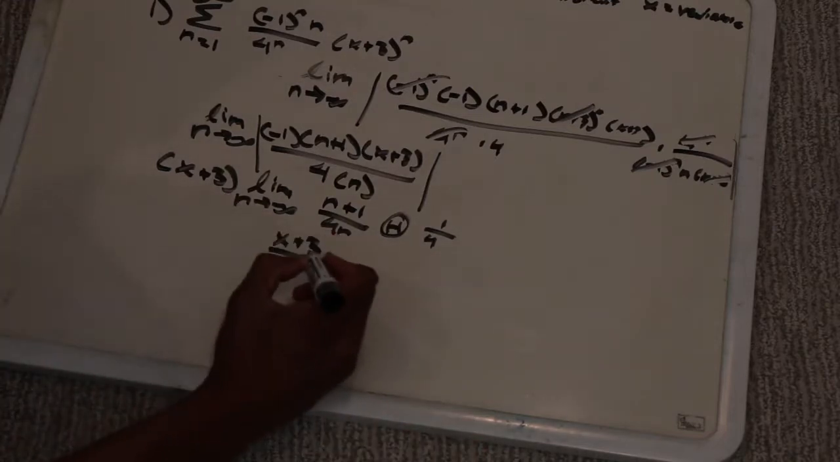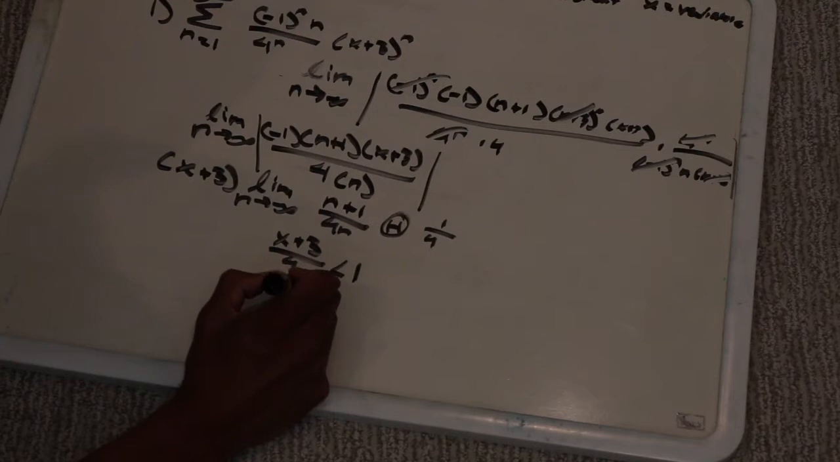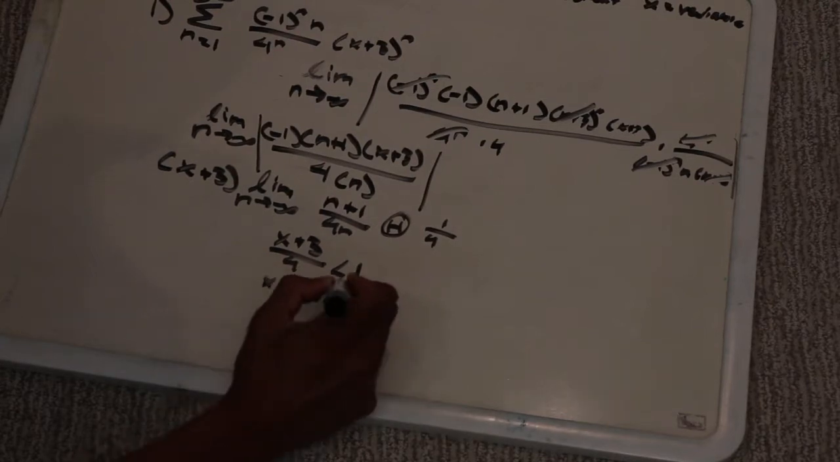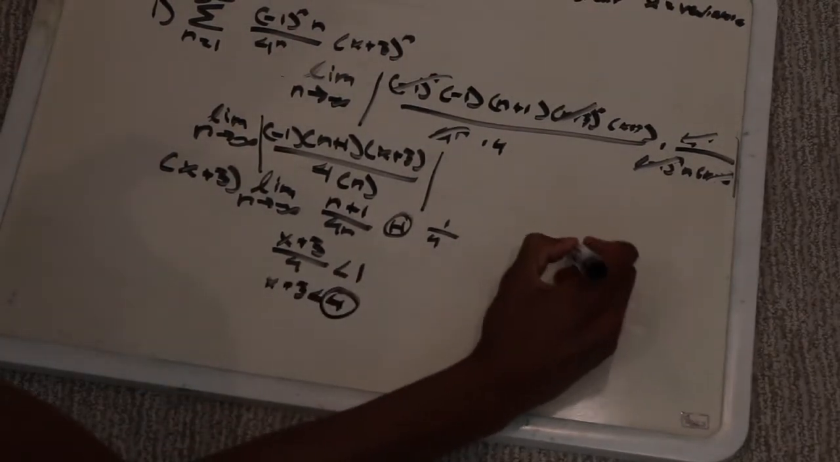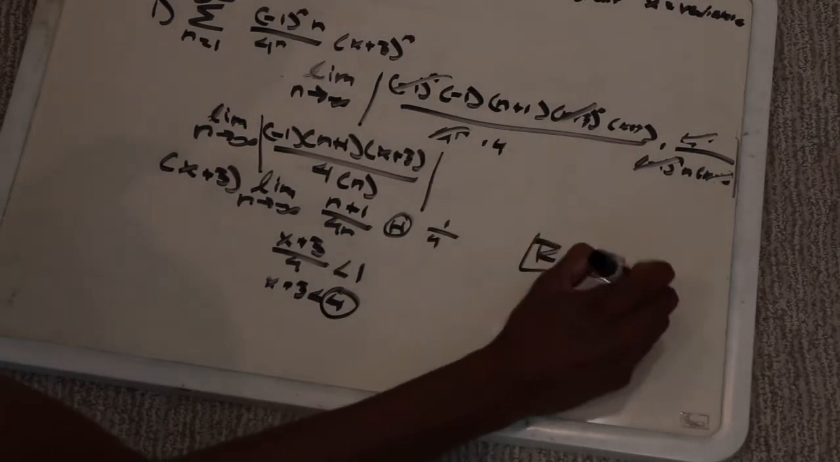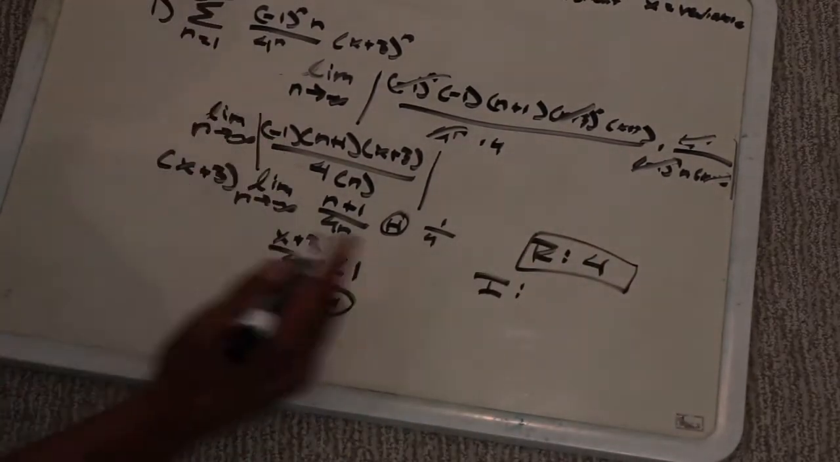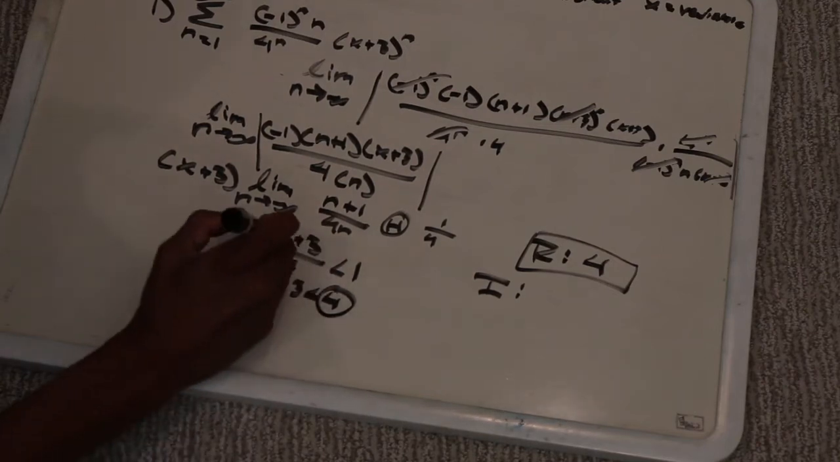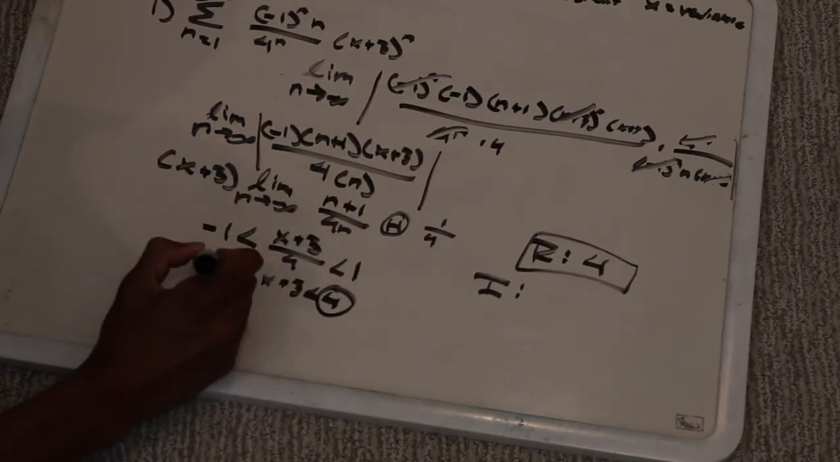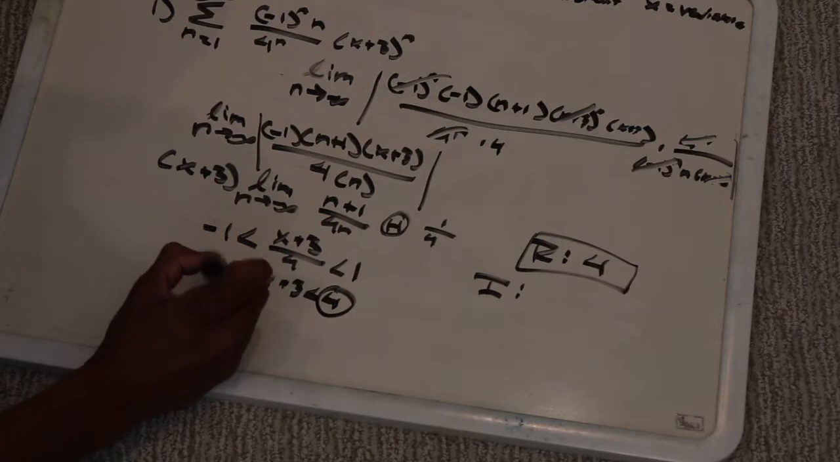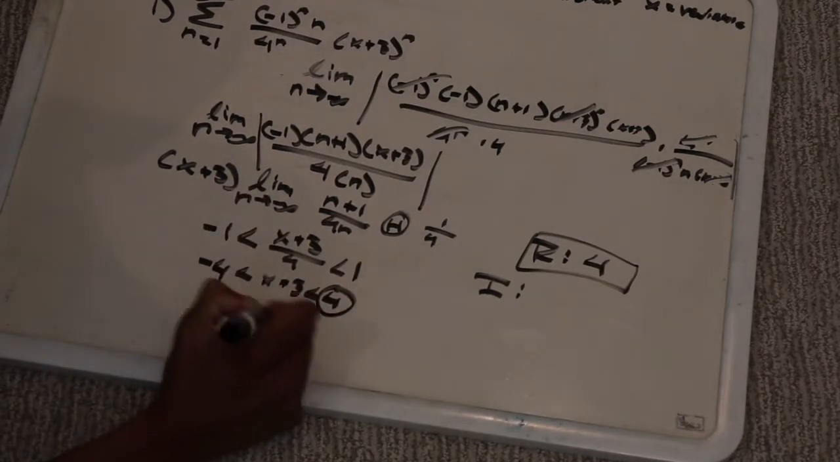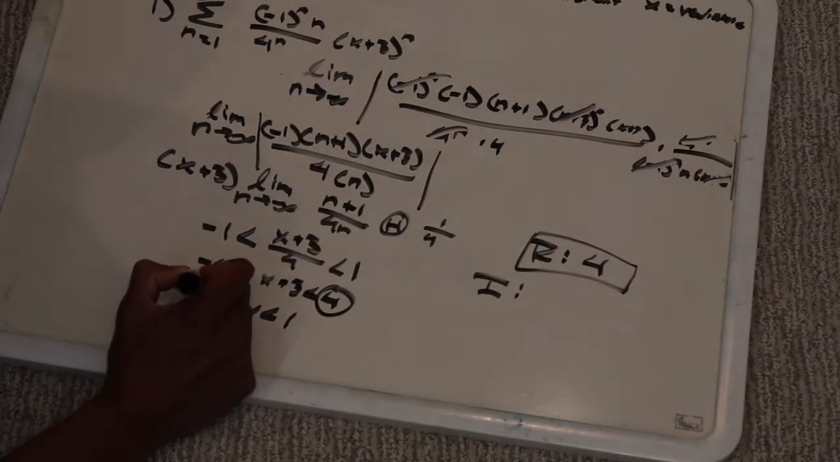To find the radius, all we do is multiply that by 4. The absolute value of x plus 3 is less than 4, and this value is going to be our radius. So the radius of this will be 4. But the interval will be something different. For the interval, we have a lower bound and an upper bound. It's going to be greater than negative 4, because we multiply by 4, so we get x less than 1 and greater than negative 7.